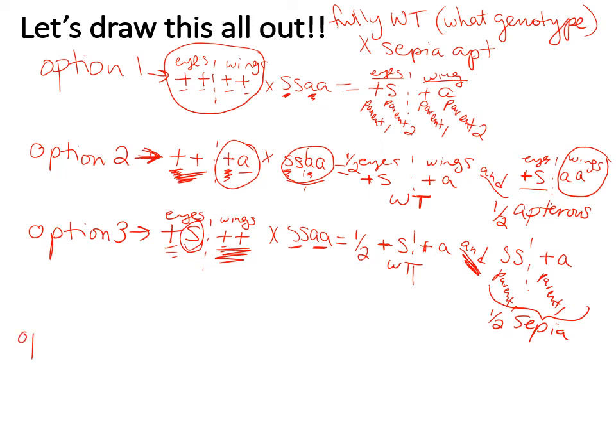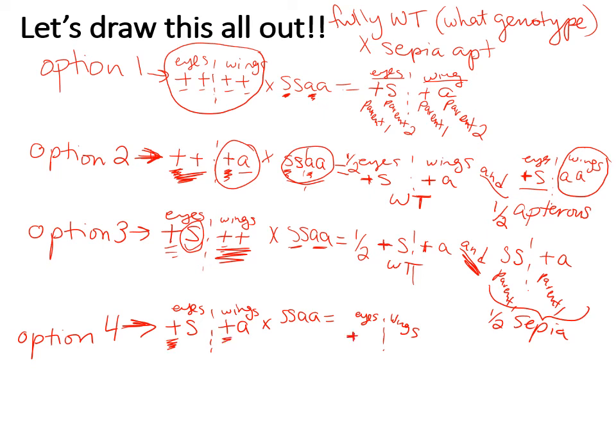Then the last one is option 4. And in option 4, what if that unknown wild type fly is fully heterozygous, meaning eyes are heterozygous and wings are heterozygous? Well, what will the offspring look like now? Well, you keep doing what we've been doing. You're crossing it with that fully recessive fly. In the first set, again, we're doing eyes, wings, and what do you notice? For eyes, you can get wild type from that parent. For wings, you could get wild type from that parent. No matter what, parent 2 is always given S and an A.